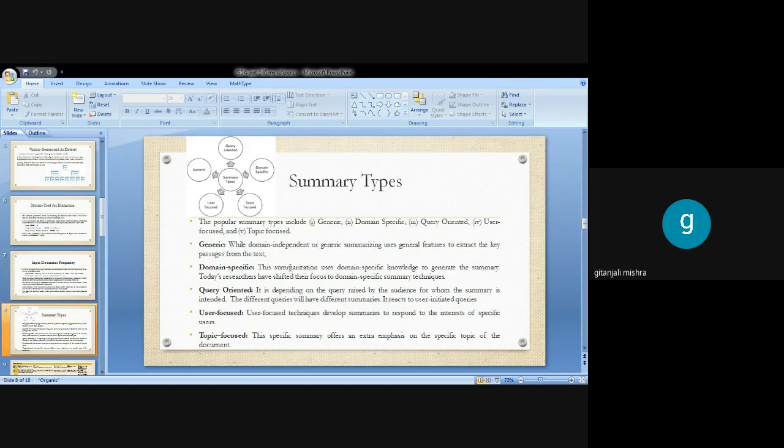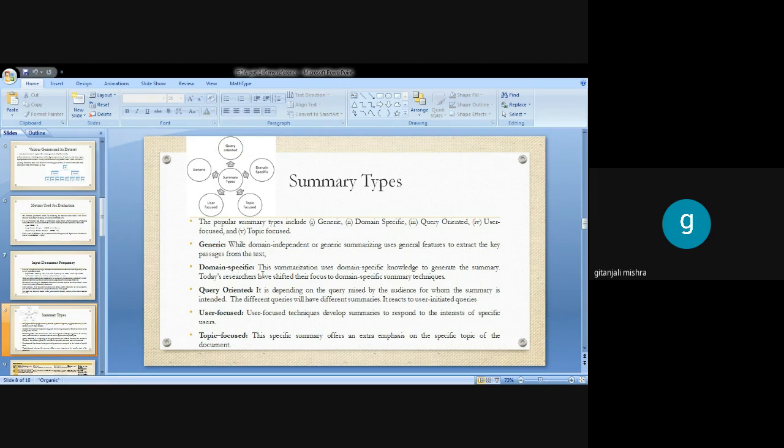So next is based on the summary types. Also, we can classify the summaries. It can be classified into 5 types: generic, domain specific, query oriented, user focused, and topic focused. Generic means it is not dependent on the domain. It depends on some general features. By using those features, we are extracting the summary from the inputted text.